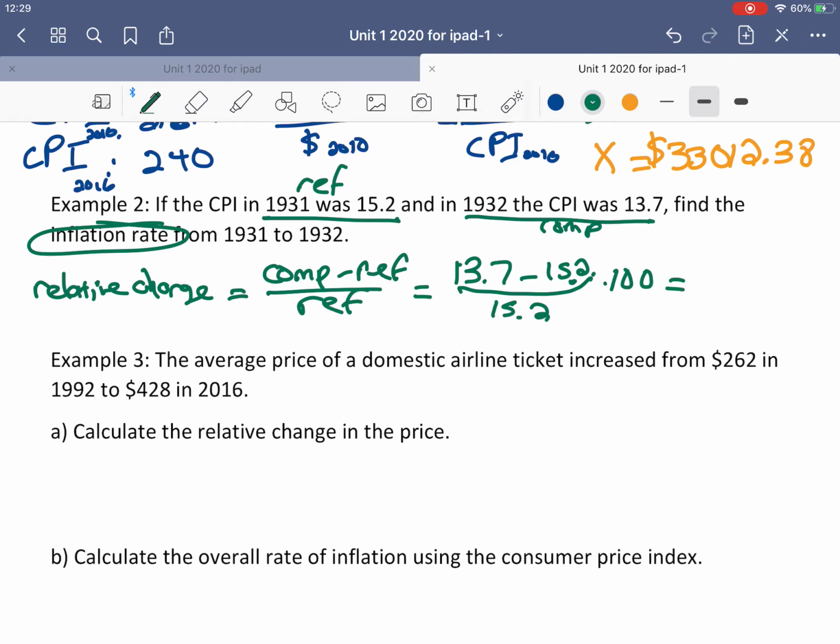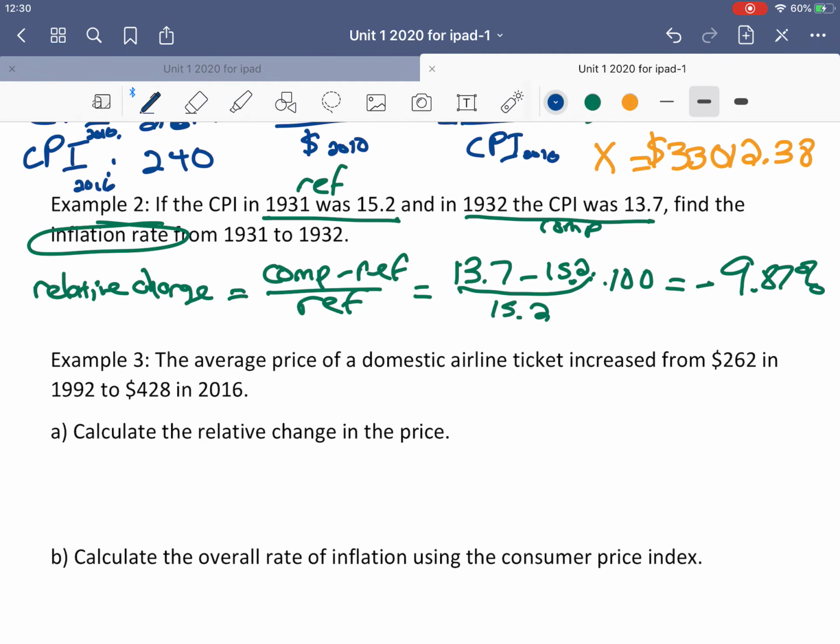If I want to type all that craziness in my calculator, I would recommend the N over D button and the 13.7 minus 15.2 in the top of the fraction. Now press your down arrow from the circle keypad and put 15.2 in the bottom, arrow to the right so that you're no longer in your fraction, and multiply it by 100. And this actually gives me negative 9.87%, which is strange. Inflation is rarely negative.